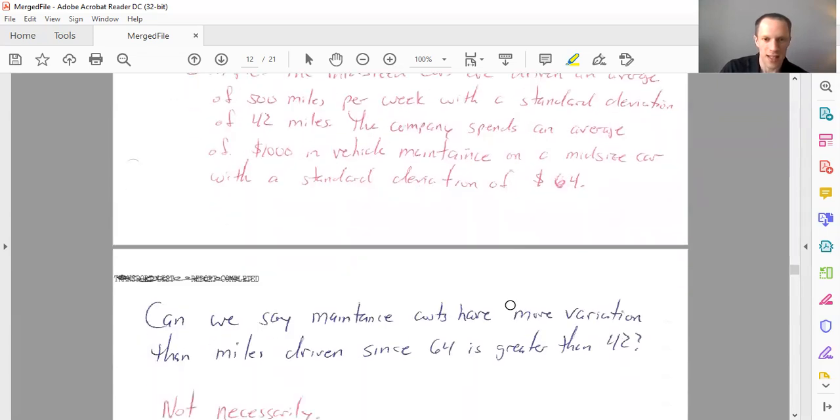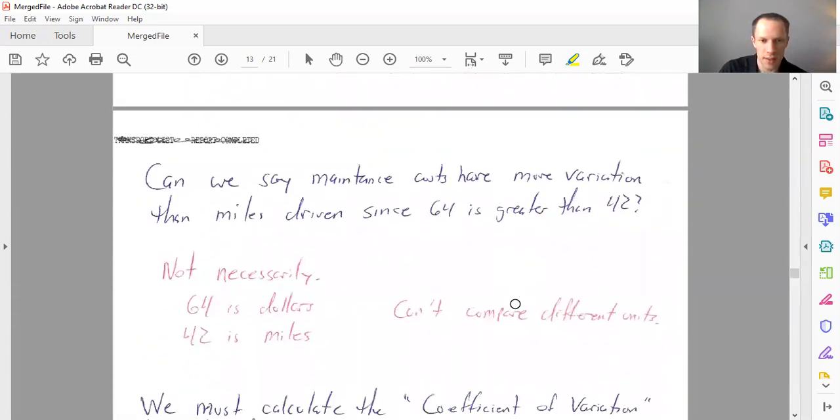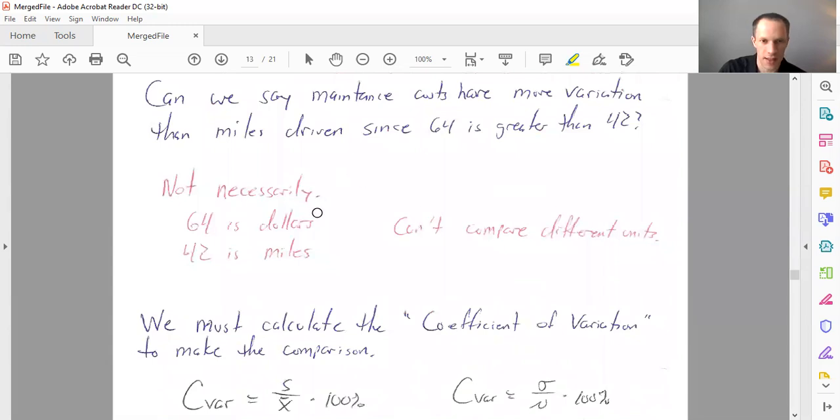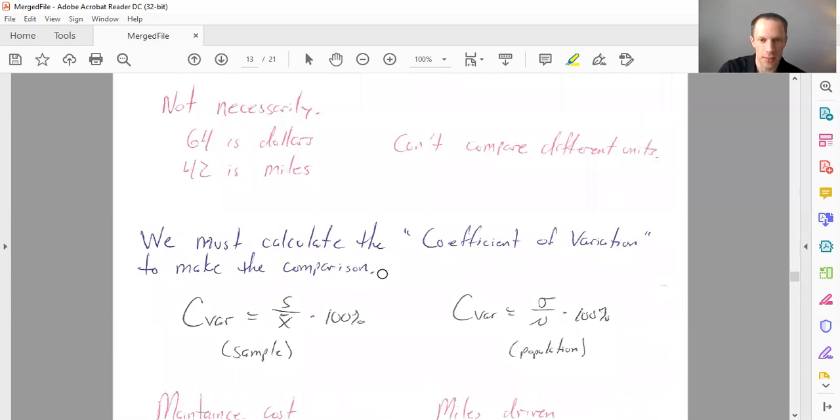So in order to make these comparisons, like I said, we can't just compare dollars to miles. We have to calculate something called the coefficient of variation in order to make this comparison. Now, the coefficient of variation is just the standard deviation divided by the mean. So for a sample, it would be s over x bar, and then multiply by 100% to convert it to a percentage. For a population, sigma is the standard deviation over mu is the mean. And then you multiply by 100%.